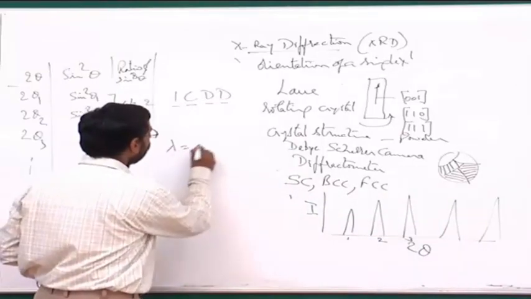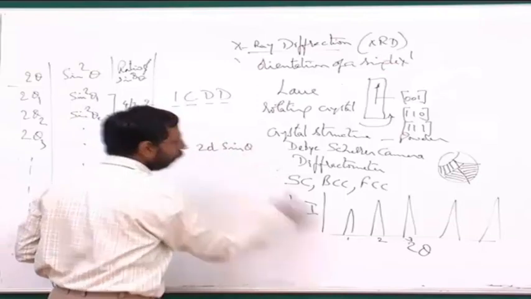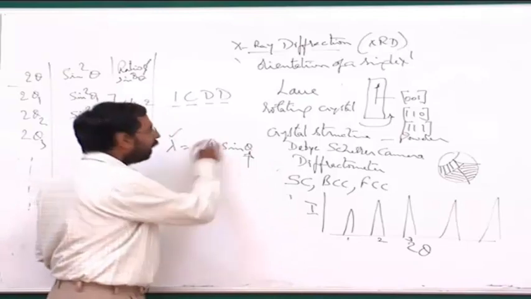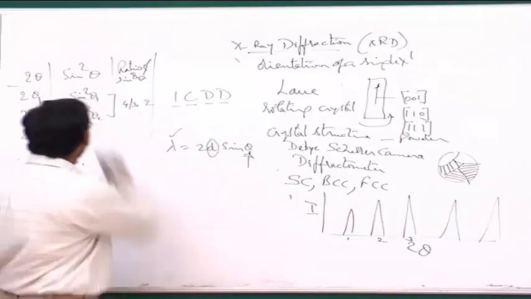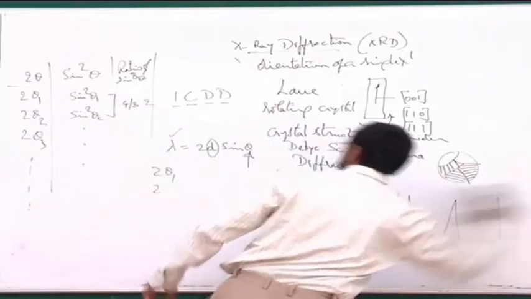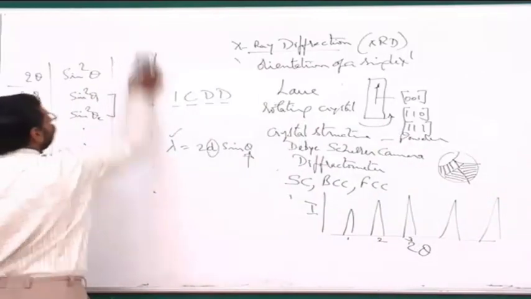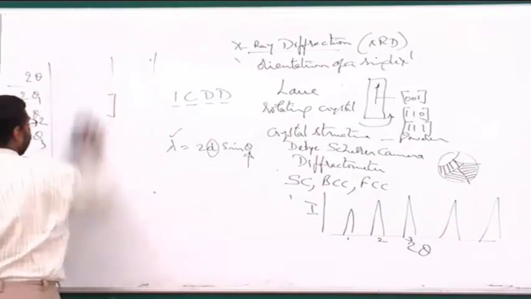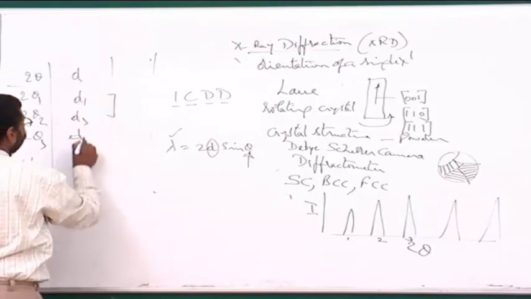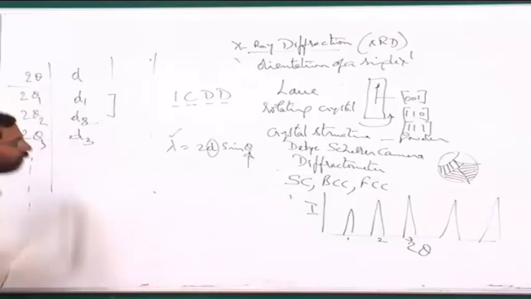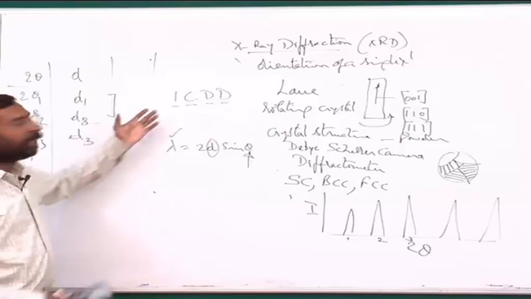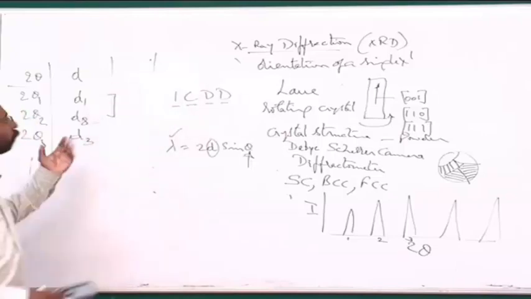Simply because I know this formula, lambda equal to 2d sin theta. So if I know the theta, from theta, I use the lambda that I know, I can find out the d. And once I find out what are all the 2 theta 1, 2 theta 2, and so on. For example, here just now we said. So what we simply do is, instead of finding out the sine square thetas, now I simply find out the d. So d1, d2, d3, d4, and so on. Once I find this out, I compare these d's with these patterns. But because there are thousands of compounds here, it is not so easy to compare.